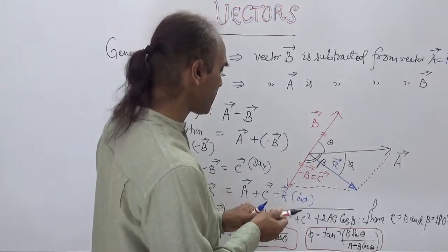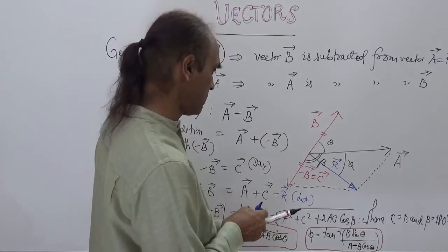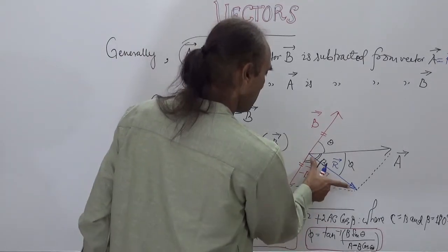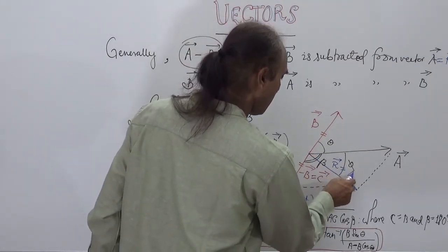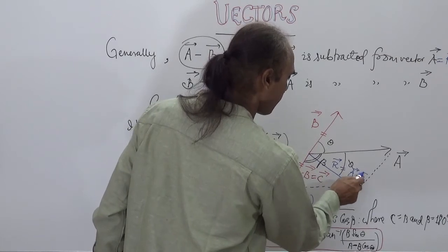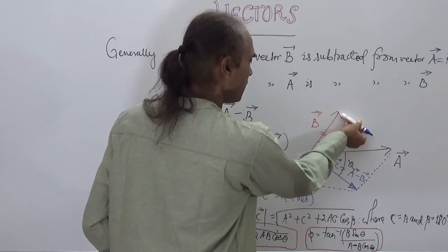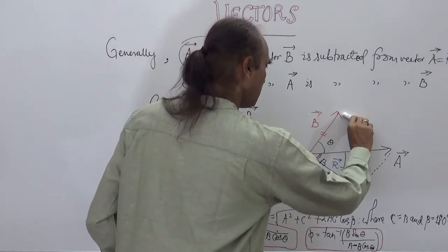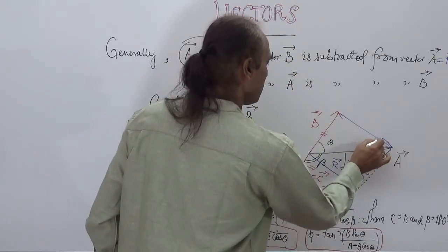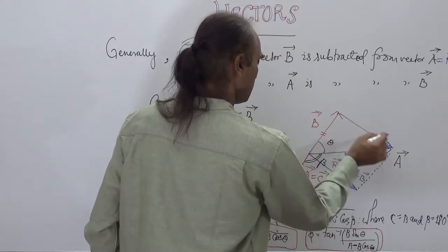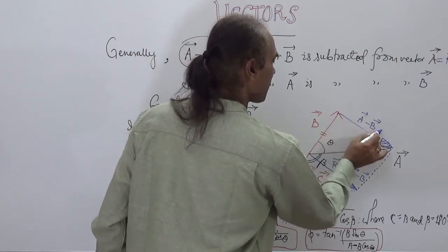So we can put it in the parallelogram. This vector is equal to A minus B, and if you put it and slide it in this way, then you can find that yes, this is the A minus B vector.